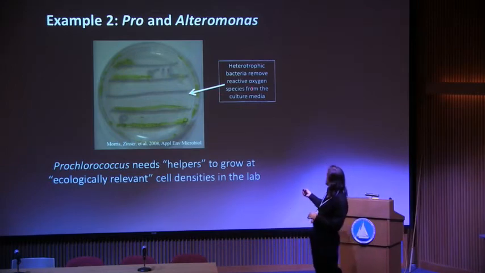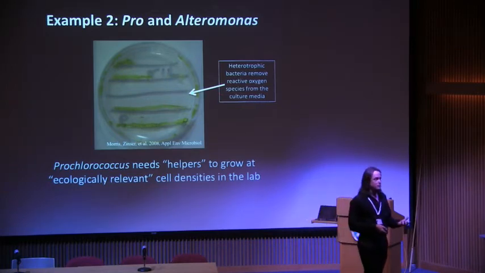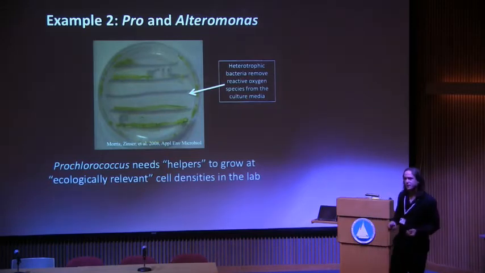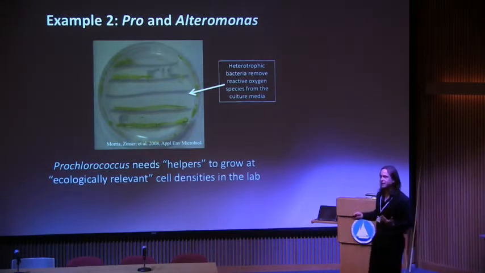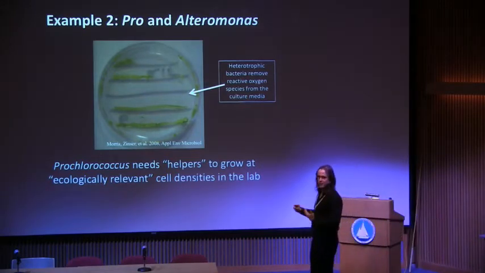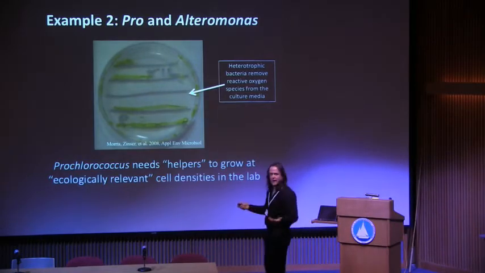Essentially, what these heterotrophic bacteria are doing is removing reactive oxygen species from the environment. Prochlorococcus doesn't have any ability to protect itself from oxygen, despite the fact that it obviously produces it.